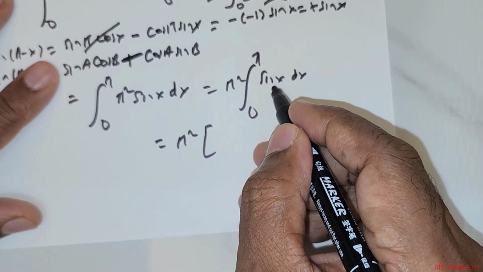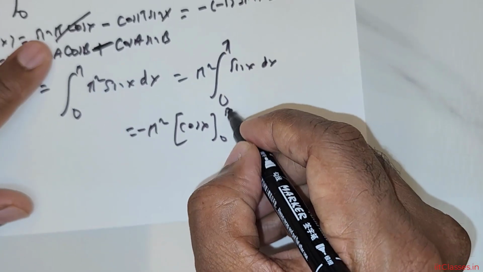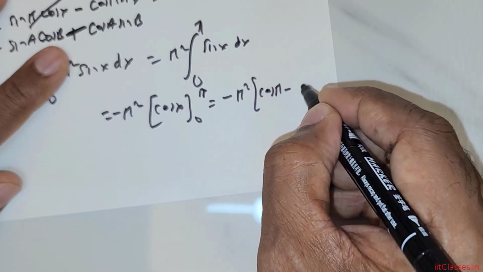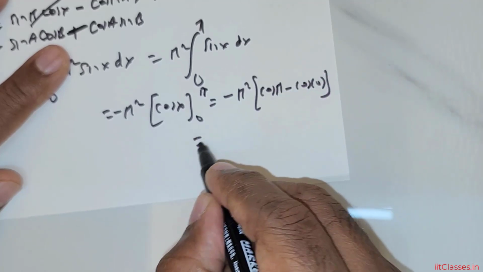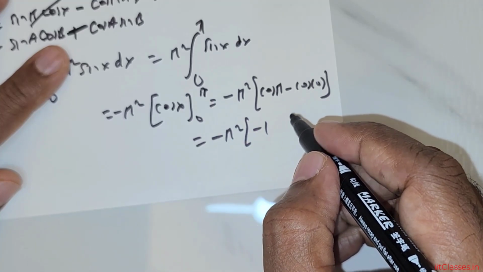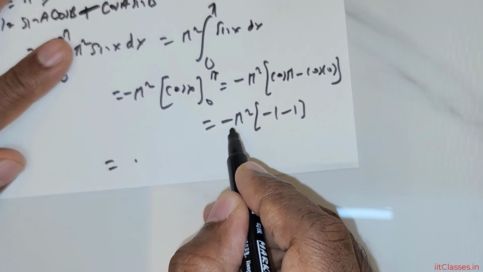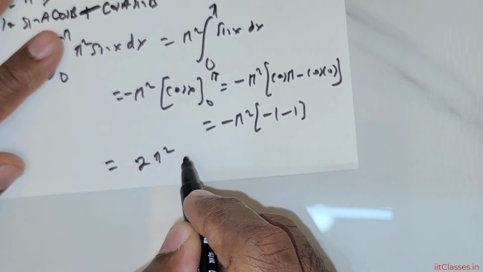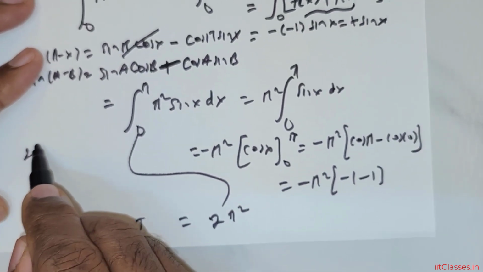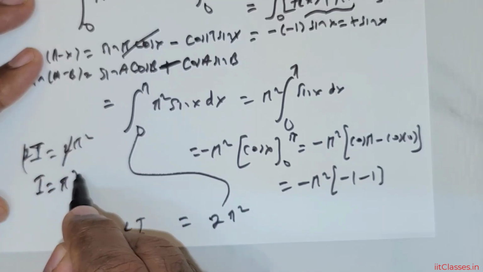This is π squared times, you integrate sin x, you get negative cos x, from 0 to π. This is nothing but negative π squared times [cos π minus cos 0]. Cos π is negative 1, and cos 0 is 1, so you have negative 2 with a negative π squared, so it's going to be 2π squared. On the left hand side you have 2I, so 2I is equal to 2π squared, the 2 gets cancelled, therefore I is equal to π squared.